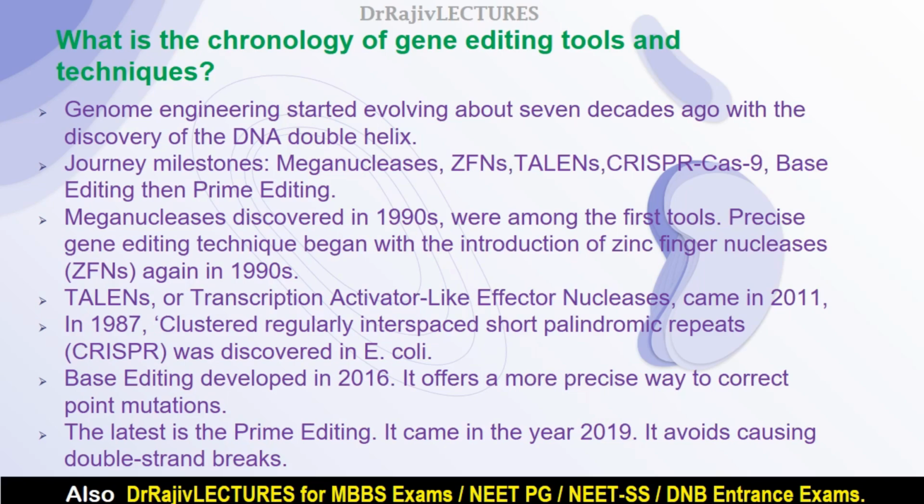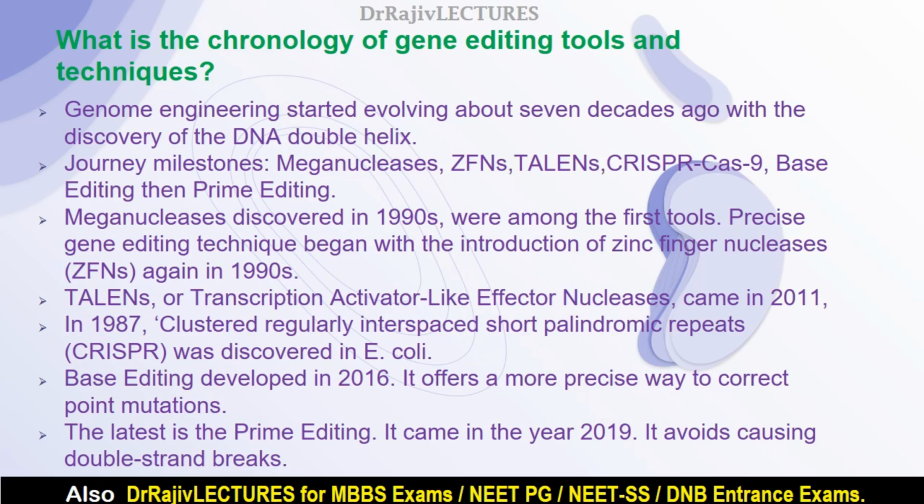TALENs or transcription activator-like effector nucleases, which came in 2011, are a molecular tool derived from a plant pathogen. These are capable of single nucleotide recognition, thereby increasing targeting capabilities and specificity compared to zinc finger nucleases. TALENs are cheaper, safer, more efficient, and capable of targeting a specified region in the genome as well.